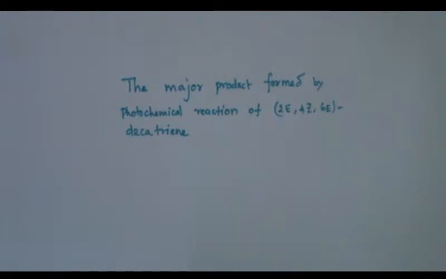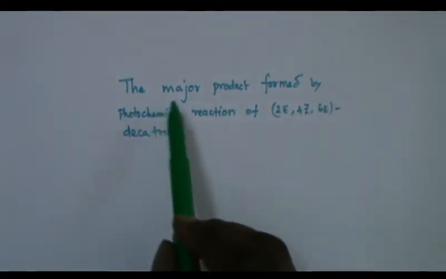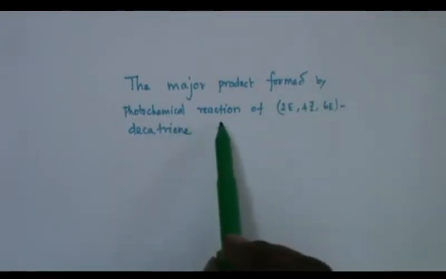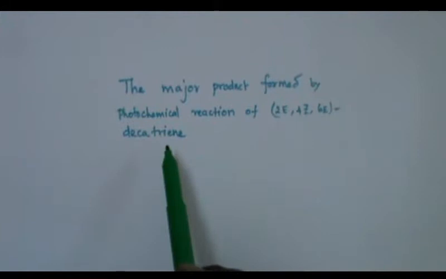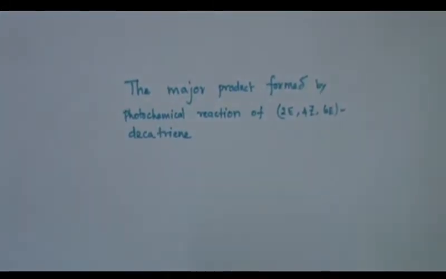Today, I am going to solve a problem on electrocyclic ring closing reaction. You can find this problem in CSIR NET exam 2015 December. Here is the problem. Major product formed by photochemical reaction of 2E, 4Z, 6E decatriene. What is the product?